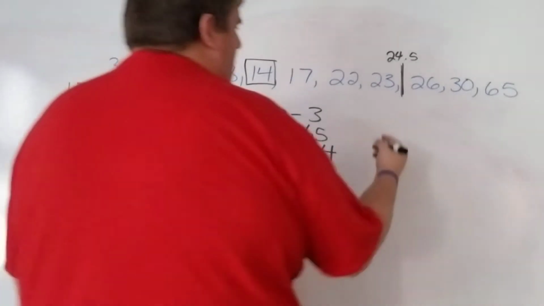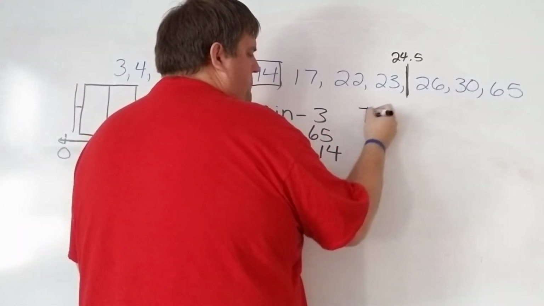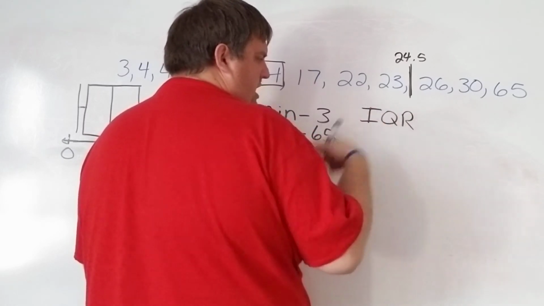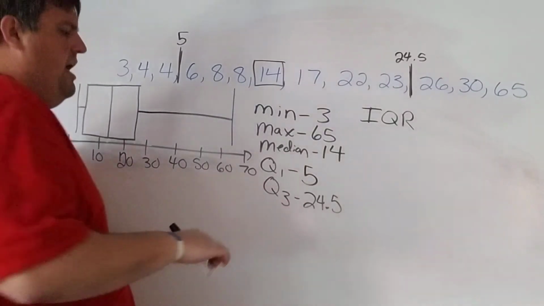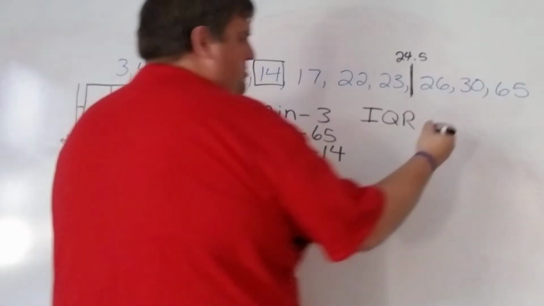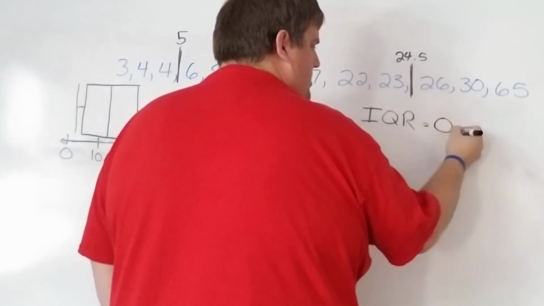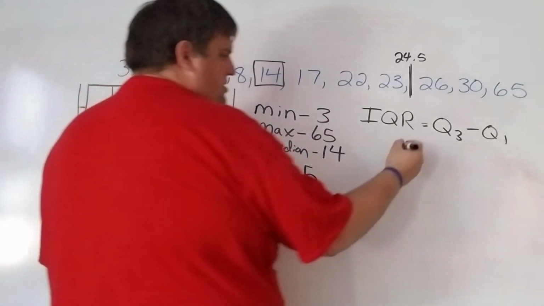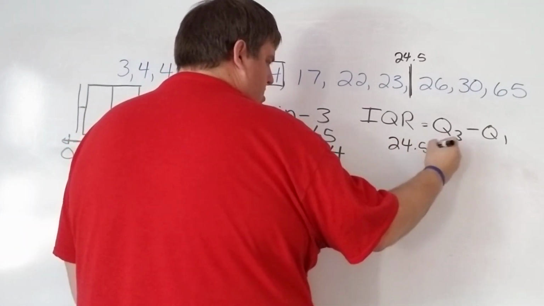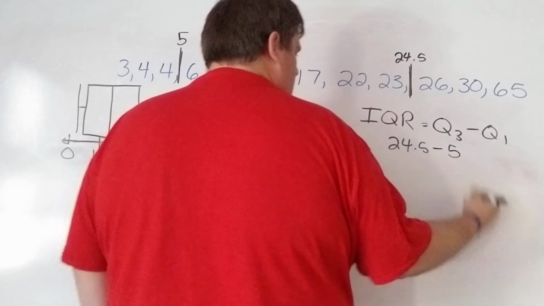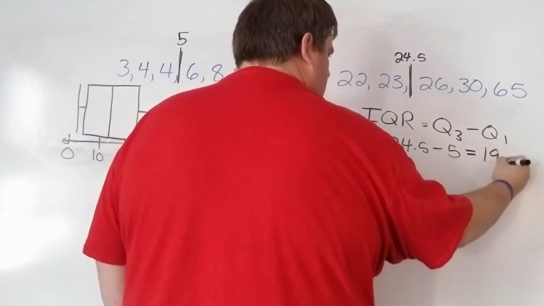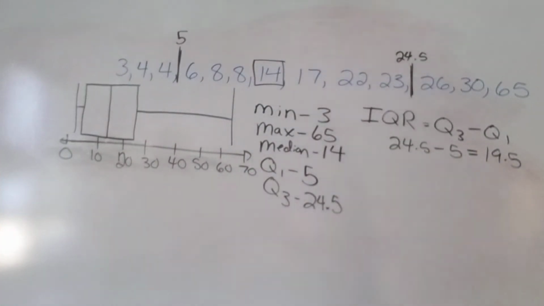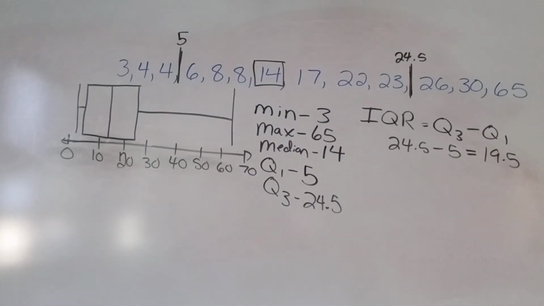So to find the outliers, the first thing you do is you find the IQR, which is the interquartile range. And the interquartile range is just Q3 minus Q1. So for us, we would just do 24 and a half minus 5, and that would be 19 and a half. Like so. Cool.